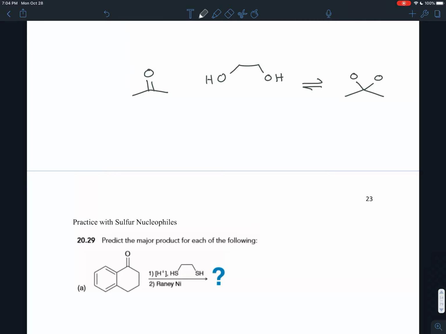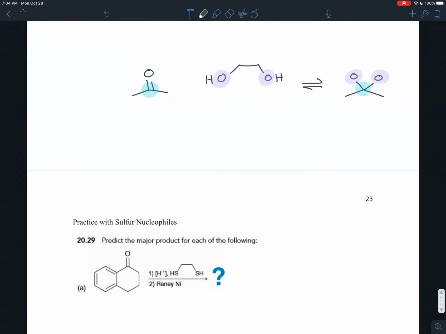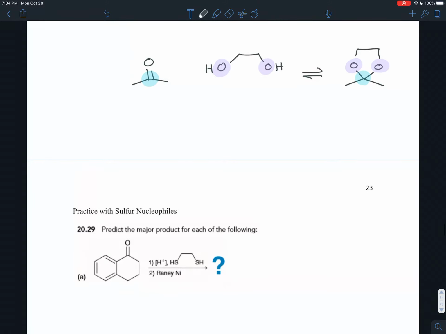So those two oxygens here can bond to the carbonyl carbon, and they're still connected by that chain. And we went through the mechanism for that several times in the videos for acetal formation.